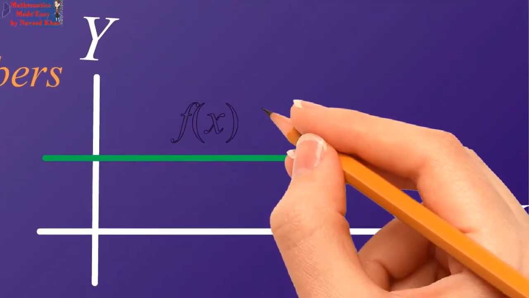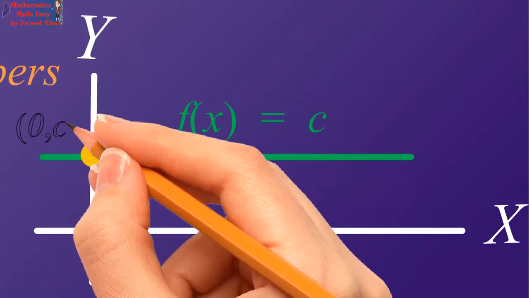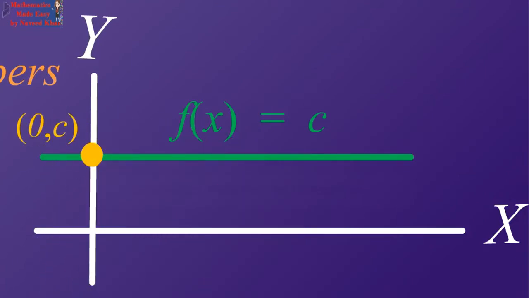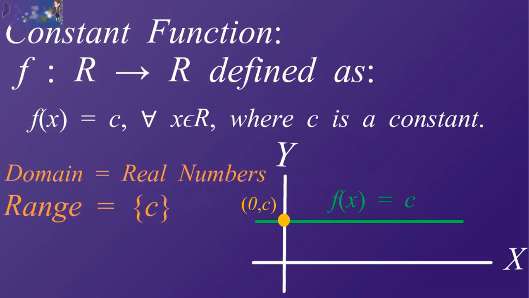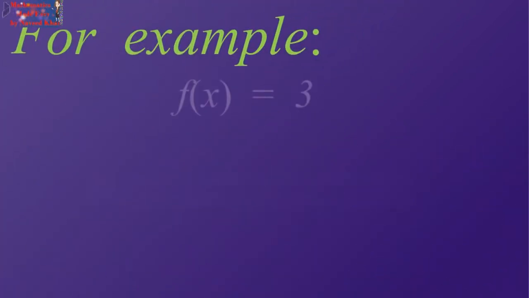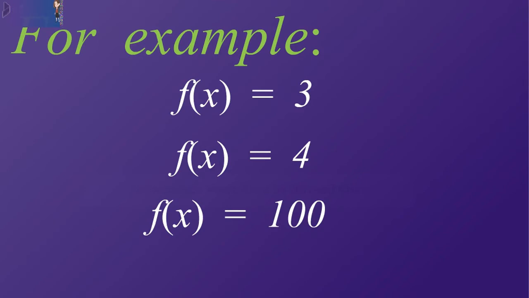It is above or below the x-axis according as c is positive or negative. If c is equal to 0, then the straight line coincides with the x-axis. For example, f(x) = 3, f(x) = 4, f(x) = 100. These are all constant functions.